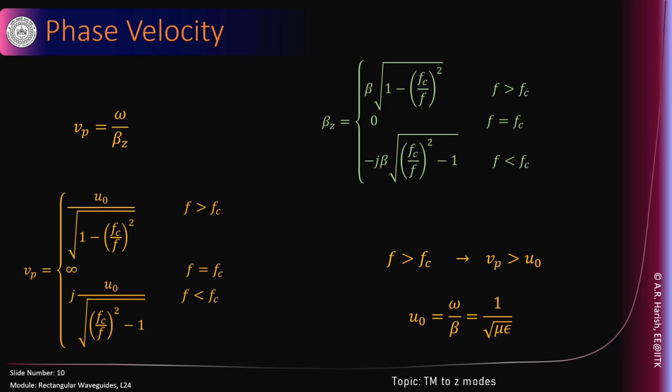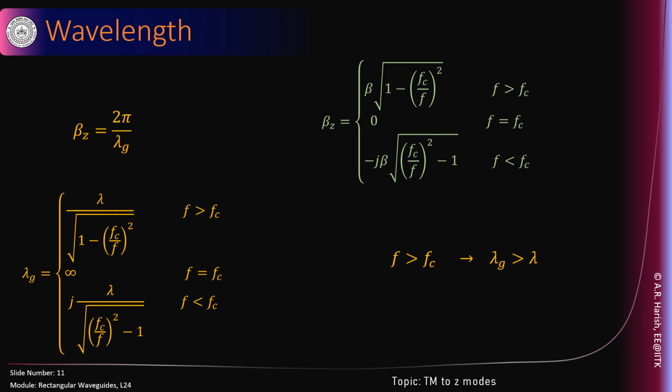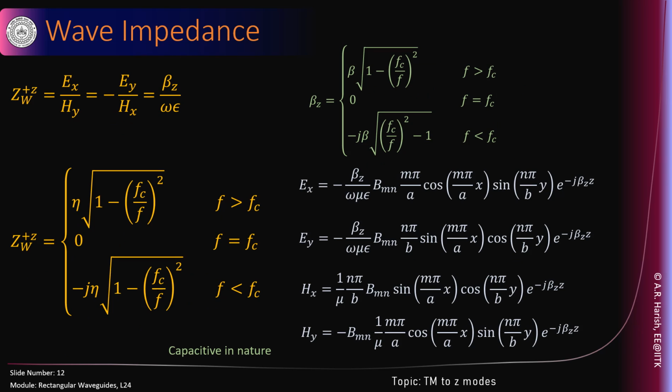This is going fast, isn't it? I'm literally jumping slides. Well, there is nothing new in this. It's just a set of equations. Lambda g, once again, no change. Okay, the wave impedance is a little different compared to TE to Z mode.